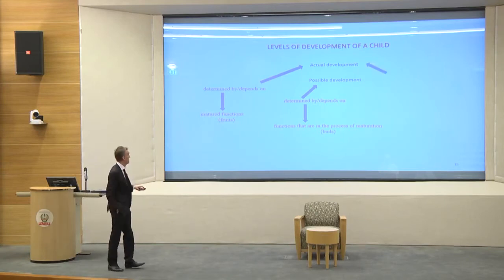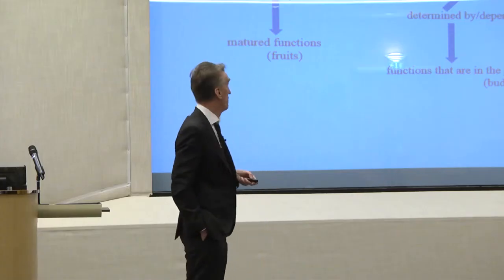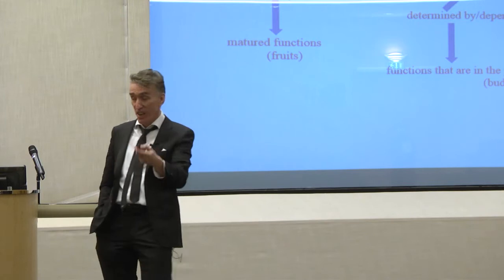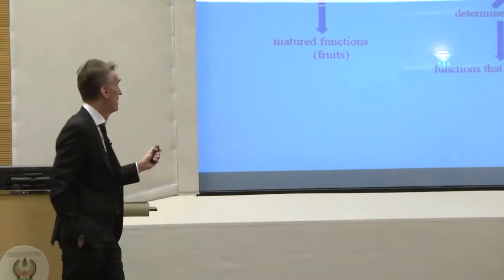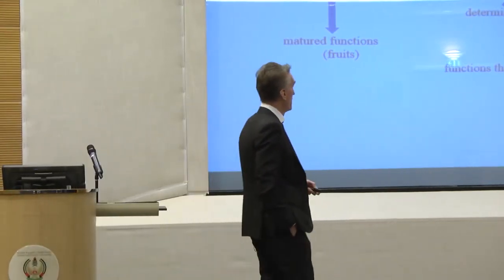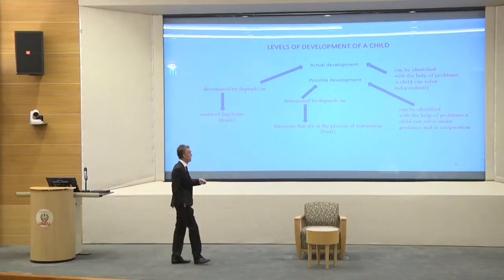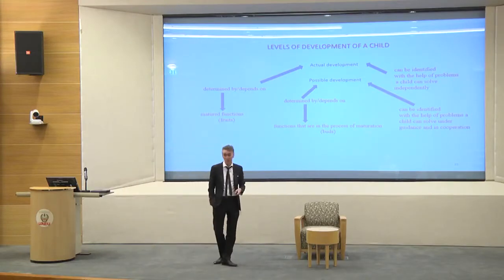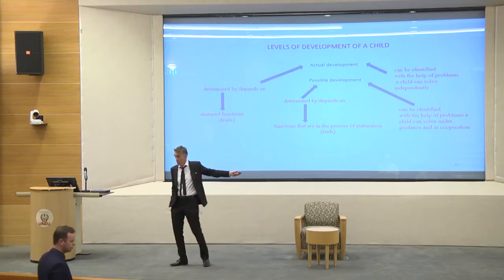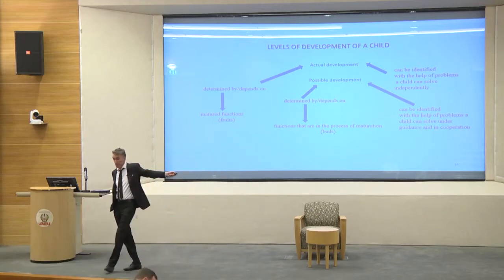Okay? Okay. So, how do we identify? We identify the level of actual development through the tasks the child can do individually, and we identify the possible development with the help of problems that the child can solve under guidance and in cooperation. This is clear logic, very clearly expressed logic. Okay. What depends on what? What is identified by which? This is the whole of Vygotsky's message. This is what Vygotsky wanted to tell us.